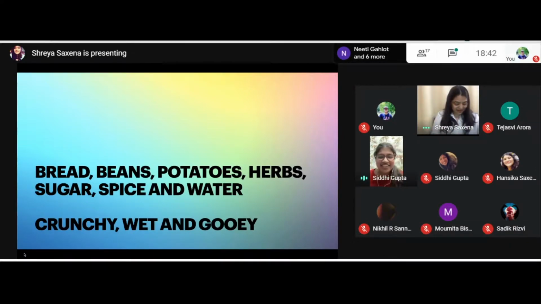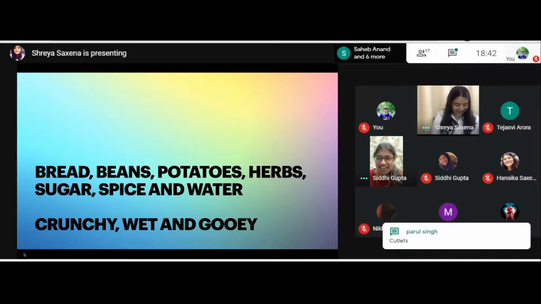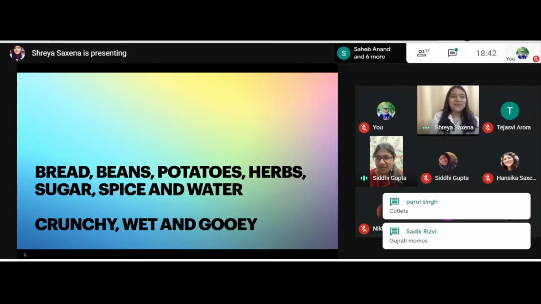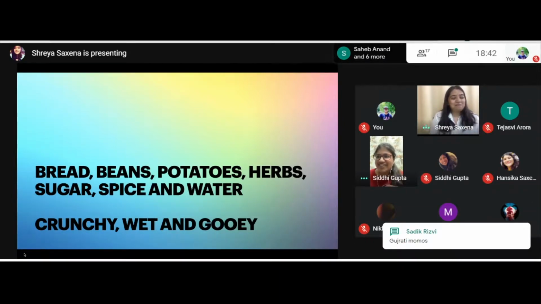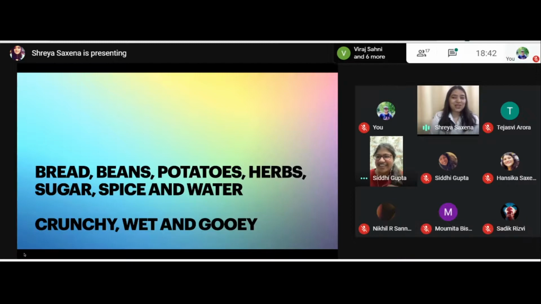We've got a second guess from Sahib Anand. He says it's mashed potatoes. Mashed potatoes. He's getting closer. Still, all right. Parul, there are two more. Parul Singh says it's cutlets, and Sadiq Rizvi says it's Gujarati momos. Oh, yeah. Okay. Now the regional flavors are coming in. Great.